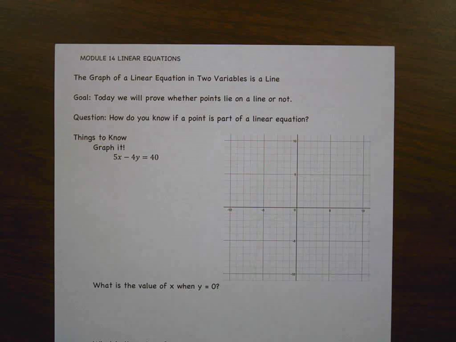This is lesson 19, and it is called The Graph of a Linear Equation in Two Variables is a Line. The goal for this lesson is, today we will prove whether points lie on a line or not. The question that I want you to think about is, how do you know if a point is part of a linear equation?